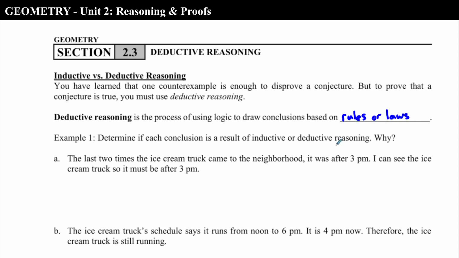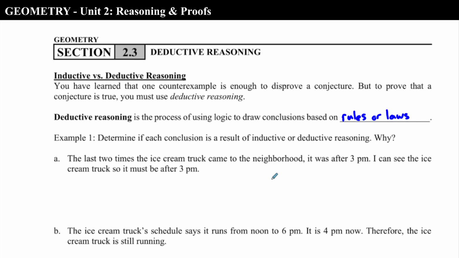So remember, when we did inductive reasoning, we were making an assumption to come to our conclusion. And that assumption could be true. It's hard to prove it's true, but it could most certainly easily be proven false by using a counterexample.